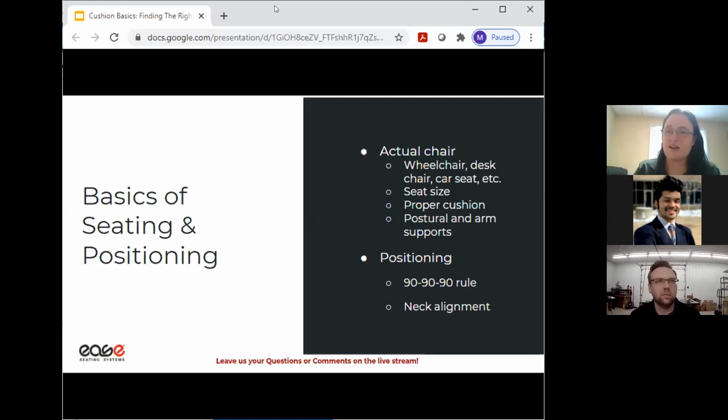So the first thing we're going to look at is the actual chair. Now for these, it really doesn't matter. It can be a wheelchair, a desk or office chair, your driver's seat, pilot seat, whatever chair. You want to make sure that you have the appropriate seat size. It's definitely more important for the wheelchairs and desk chairs in this case. So your seat size, you want to go from hip to hip, and then from the very back of your bottom to about 2 finger widths behind your knee.